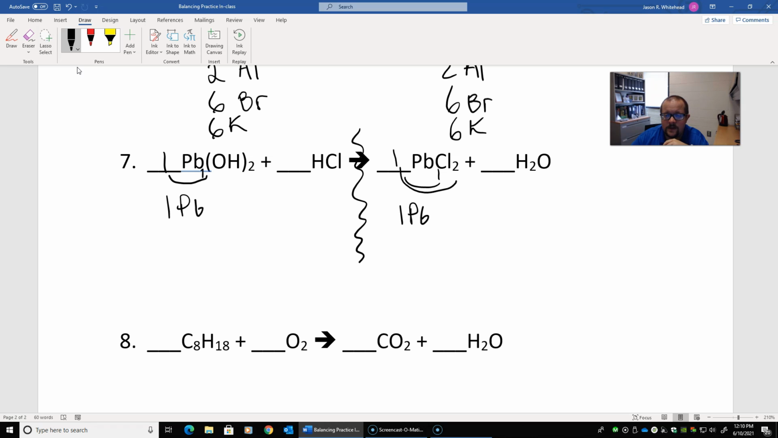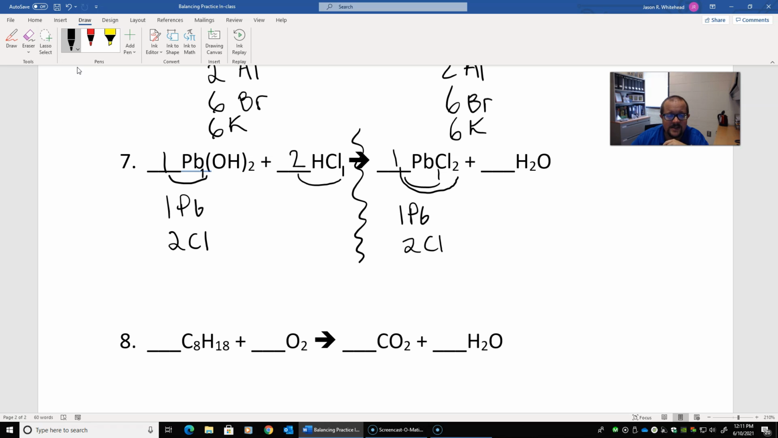1 times 2 gives me 2 Cls on the product side, the right side. So if I go to the other side, if I want 2 Cls, I need to put a 2 for my coefficient of HCl. 2 times 1 gives me my 2 Cls. So far Pb is balanced, Cl is balanced.